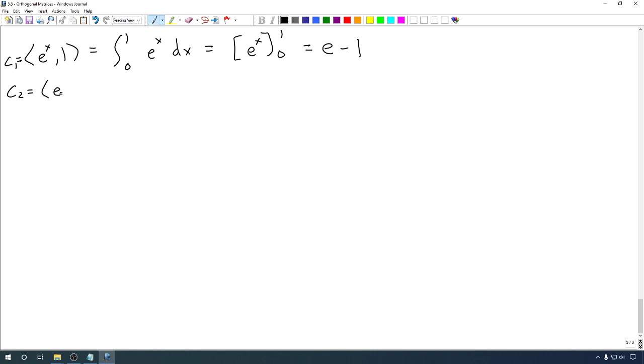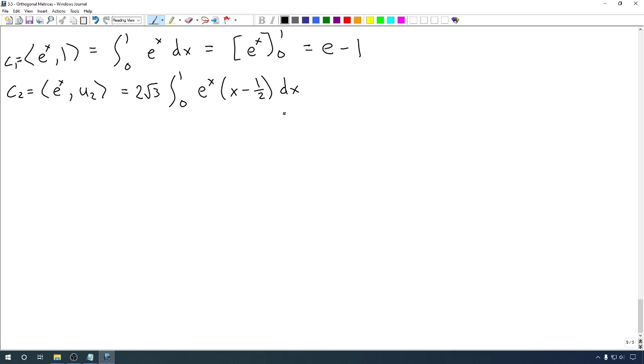c2, well, this is a little bit more interesting. I'm just going to write out u2 here. But remember, we're taking the integral from 0 to 1 of e to the x times u2. u2 has a 2 square root 3 and an x minus 1 half, right? This one is a much more interesting integral.